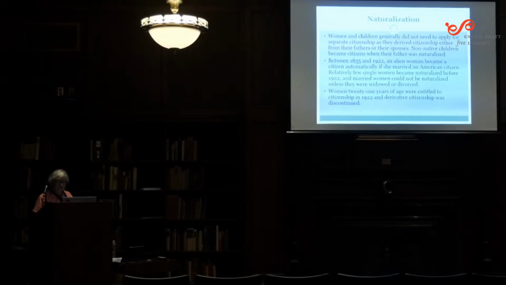Then between 1855 and 1922, an alien woman became a citizen automatically if she married an American citizen. Relatively few single women became naturalized before 1922, and married women could not be naturalized unless they were widowed or divorced. So women 21 years of age were entitled to citizenship in 1922, and derivative citizenship was discontinued. This changed in later years.